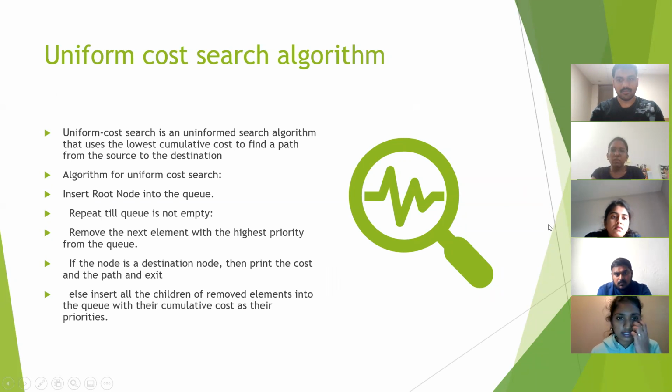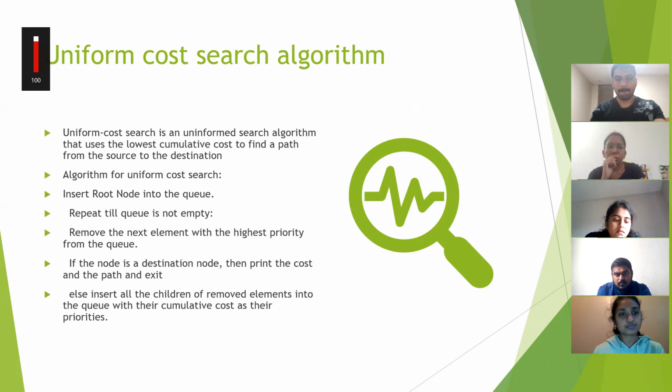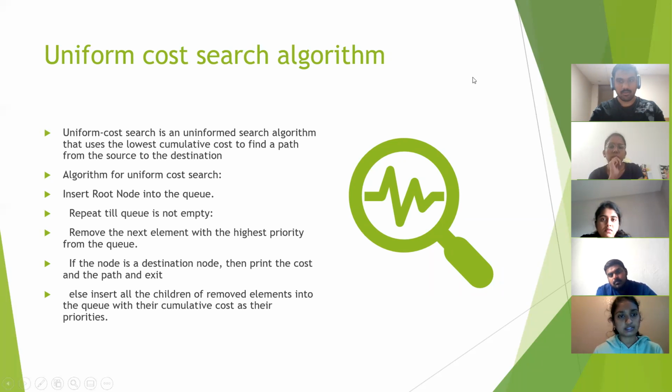The first step is it uses uninformed search. First, it inserts the root node into the queue, and inserting nodes into the queue will continue until the queue is empty. Next, we have to remove the successor element with the highest priority from the queue. If the node is a goal node, then we print the cost and the path and exit.